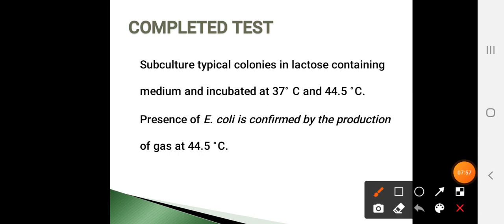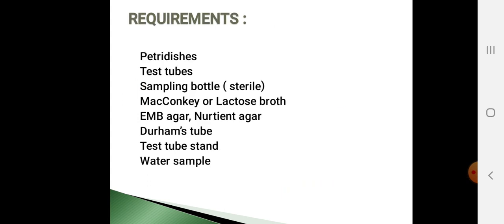In this test, the subculture of typical colonies is made in lactose containing medium. The growth of microorganisms present on the EMB agar is subcultured in the lactose containing medium and incubated at 37 degrees Celsius and 44.5 degrees Celsius. The presence of E. coli is confirmed by the production of gas at 44.5 degrees Celsius.